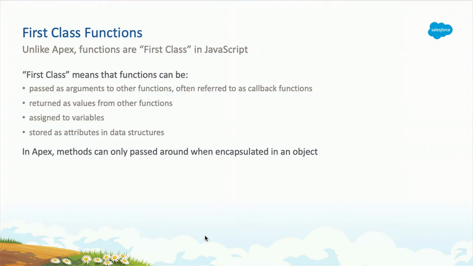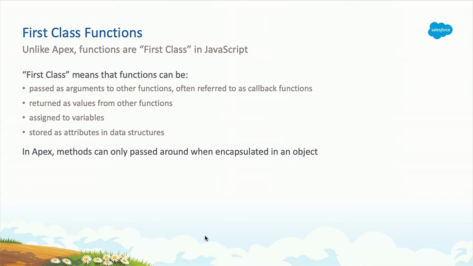Now, unlike Apex, functions in JavaScript are considered first class. What does that mean? It means that a function can be passed as an argument to other functions, which are often referred to as callback functions. They can be returned as values from other functions. They can be assigned to variables, and they can also be stored as attributes in other data structures. In Apex, you can't really pass methods around like that.